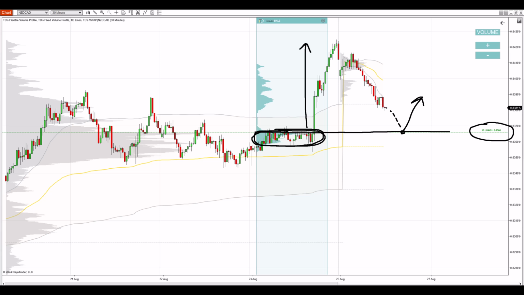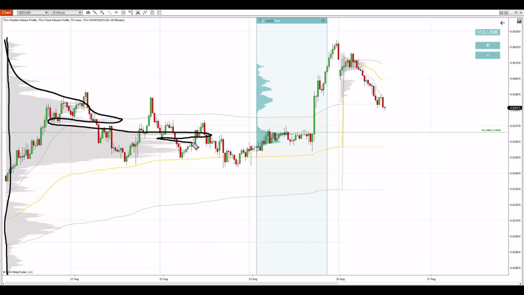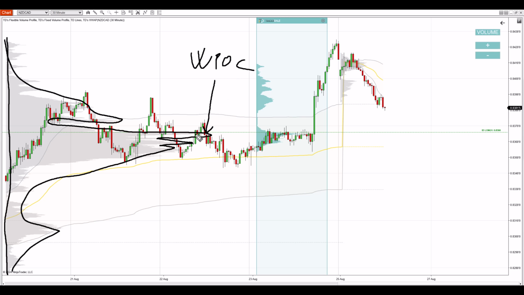Now, one thing I wanted to show you here is, if you look at the volume profile, the weekly volume profile, this one, the gray one, this shows how volumes were distributed throughout the whole previous week. The heaviest volumes are right here. This is the weekly point of control. So the heaviest volumes throughout this whole week were traded here.